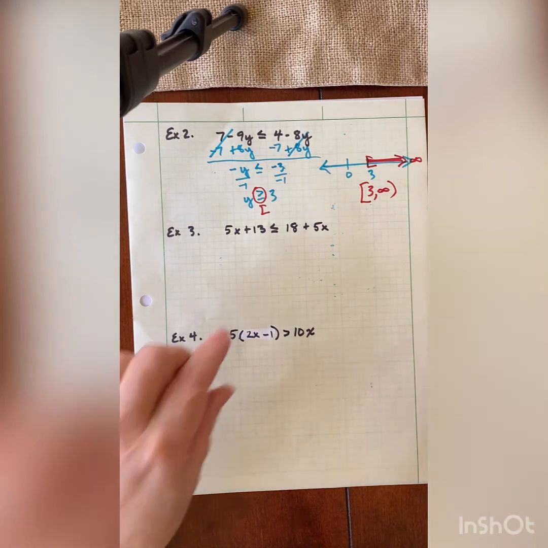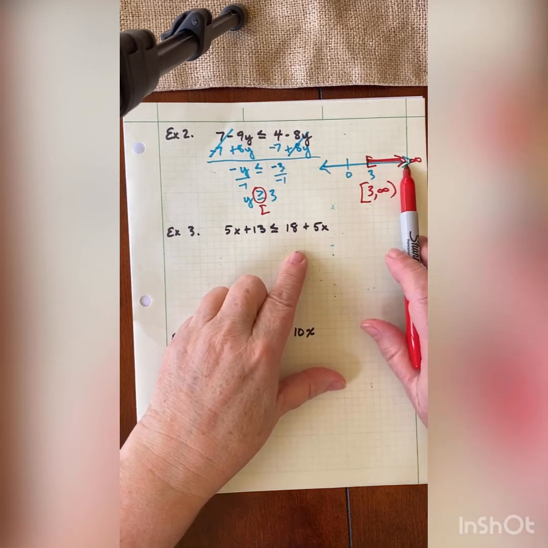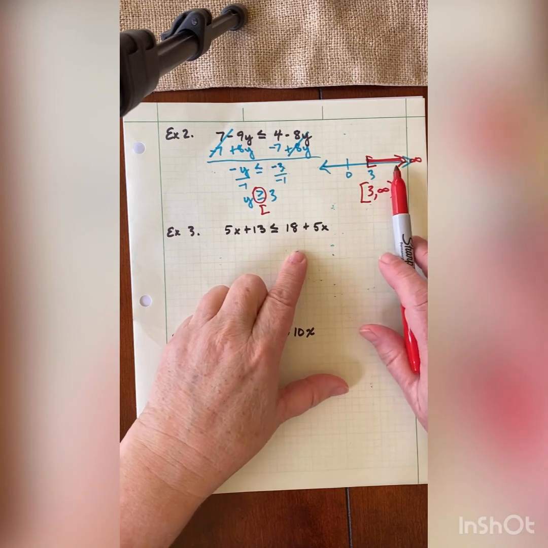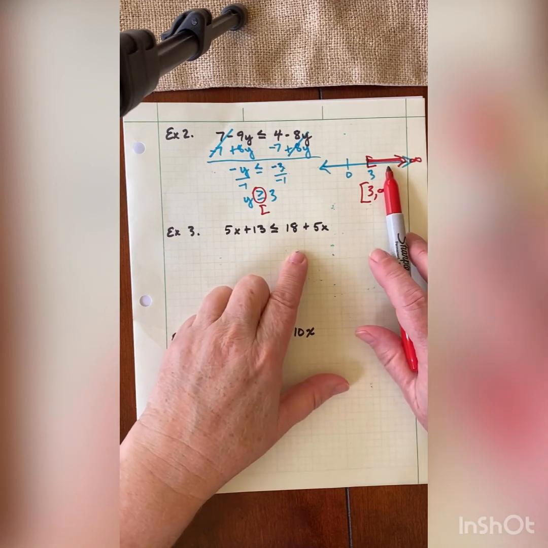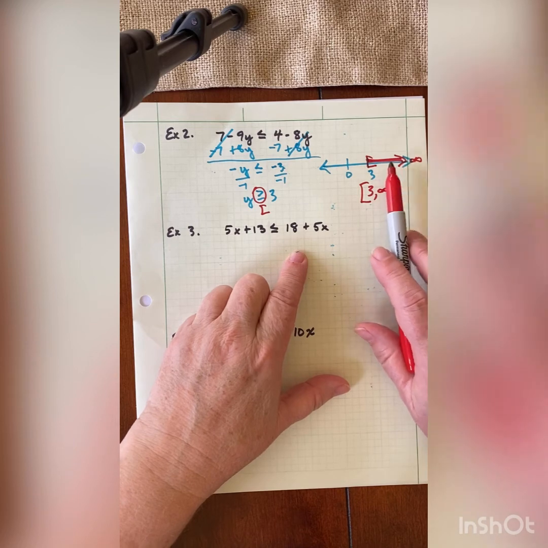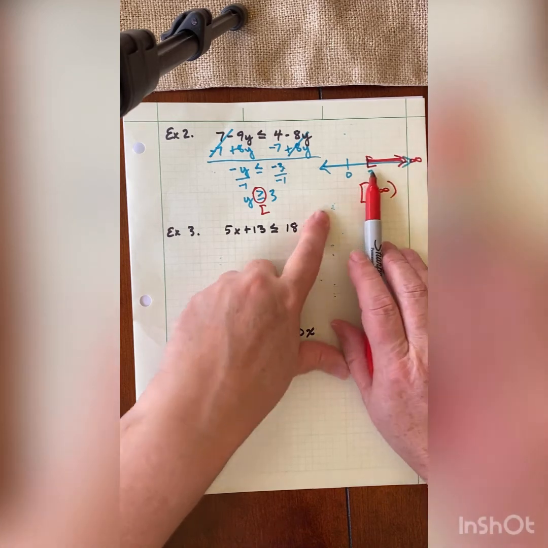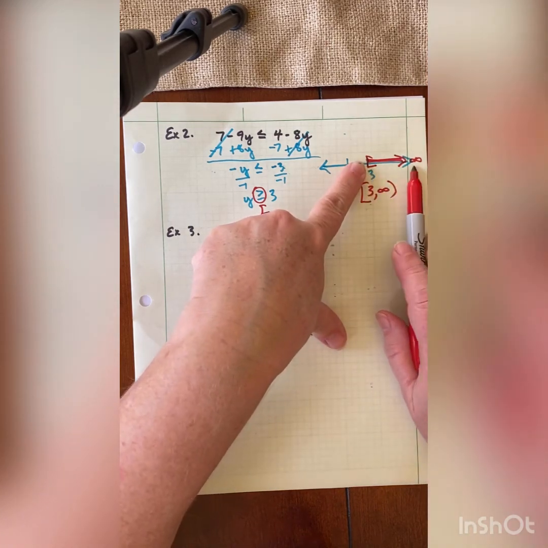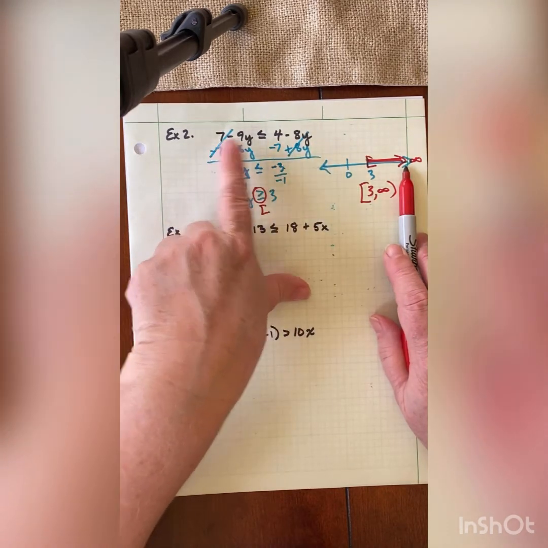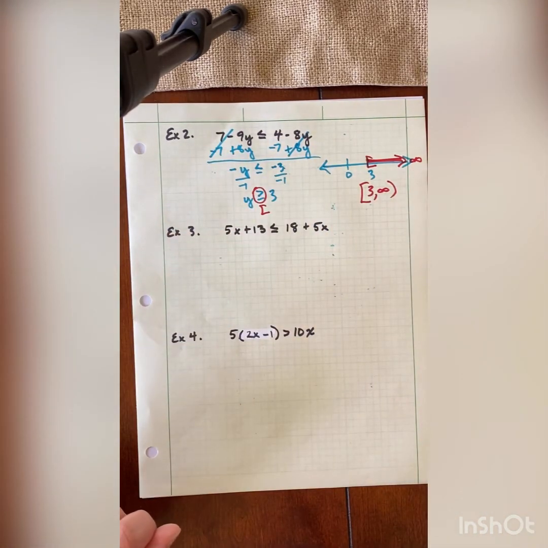Okay, so any number that you pick down here, any number, you could pick 10, you could pick -87, positive 87. Whatever number between 3 and infinity you put into this equation, it will make it a true statement. Okay.